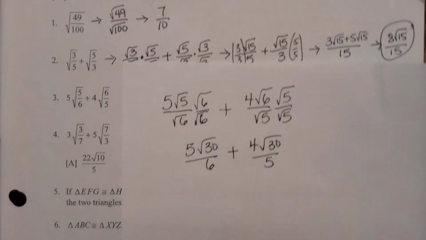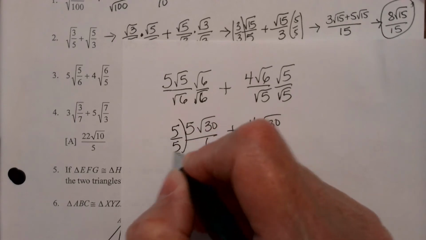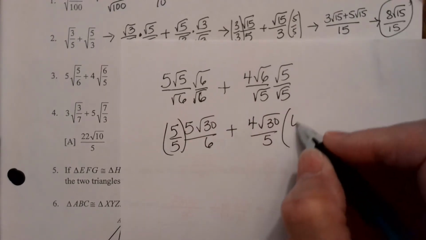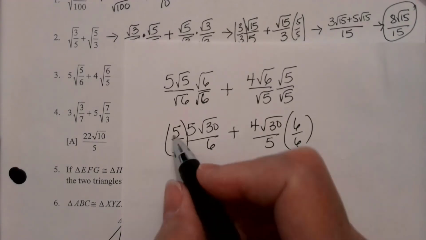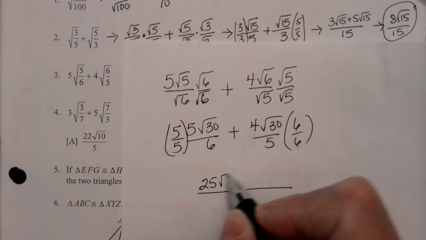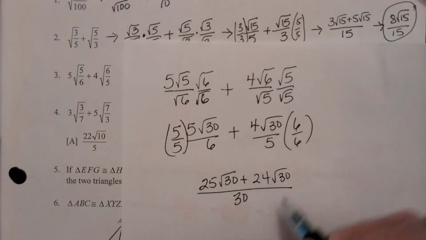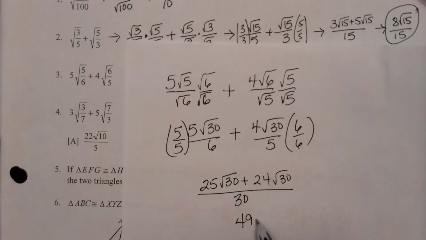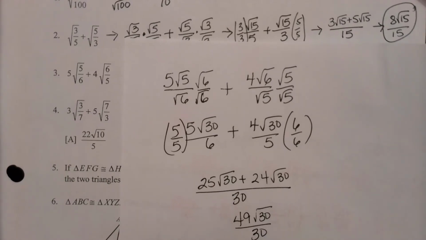So now I've got the bottoms rationalized. Now I need to find a common denominator. It's going to be 30. So I'm going to multiply this by 5 over 5, so I get 30 there. And 6 over 6, so I get 30 here. So they're both over 30. I'm going to have 25 times the square root of 30 and 24 times the square root of 30. So this is 49 times the square root of 30 over 30. So what I want to know is, will these two right here cancel? And if they do not cancel, then I'm good. And they don't. So I'm just done.